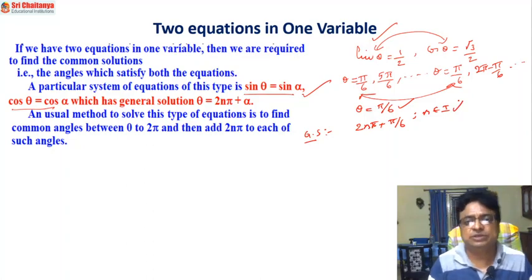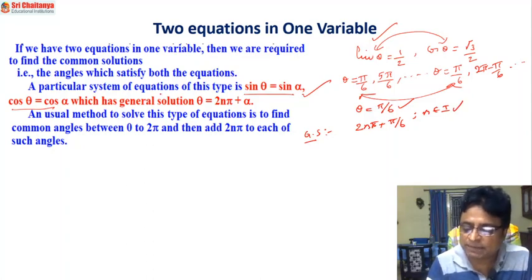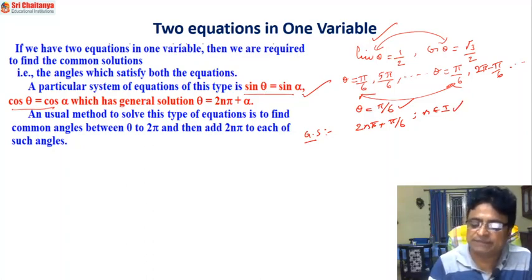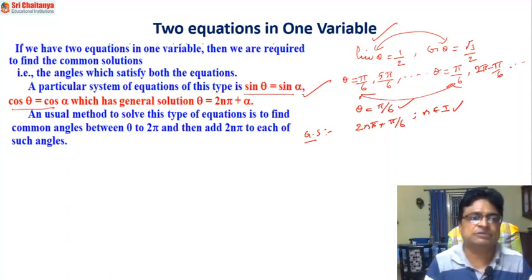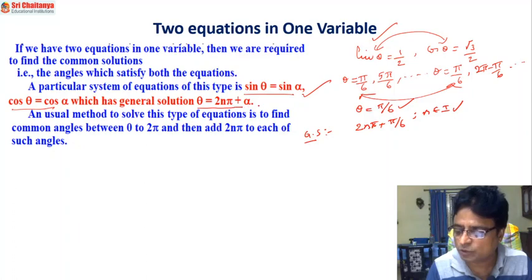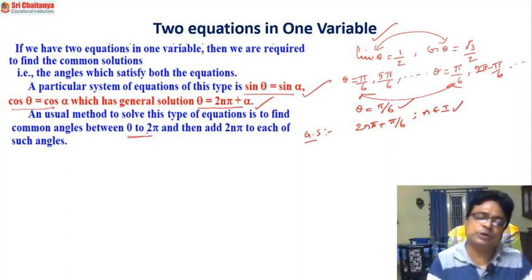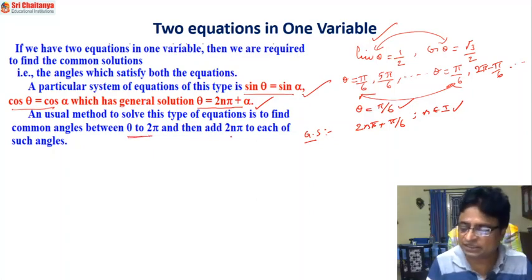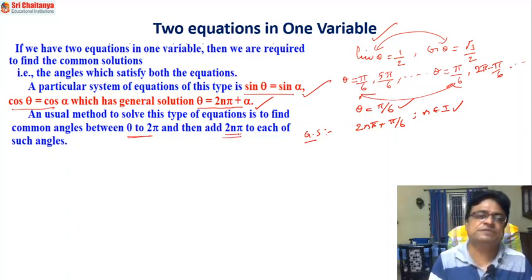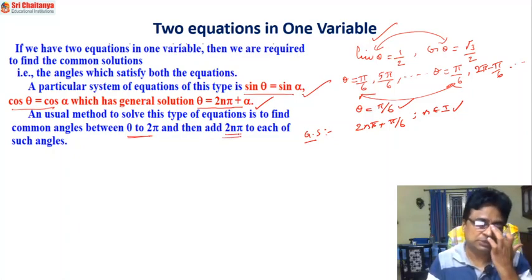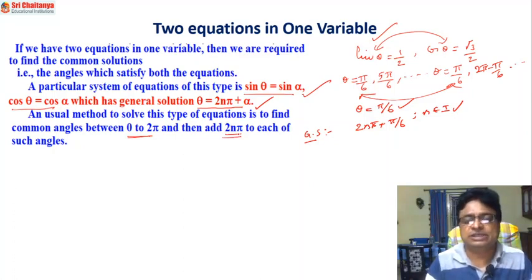This is the methodology. So the same point we mentioned here. What is the method? A system of equations of this type, sin theta is equal to sin alpha, cos theta is equal to cos alpha, has a general solution in the form theta is equal to 2n pi plus alpha. That means in the simplest form, you find all the common angles between 0 and 2 pi, and for that you add just 2n pi to each of such angles, and you will get the general solution for this kind of two equations in one variable system.